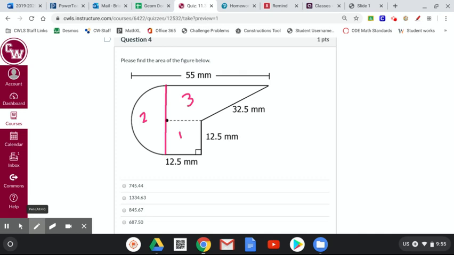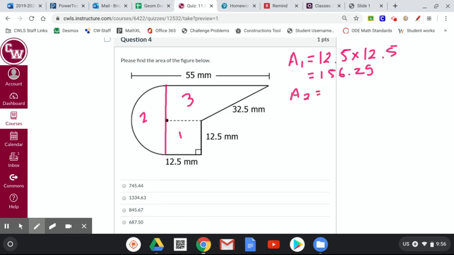So we're going to figure out the area of figure 1, which is going to be, it's a square, so it's just 12.5 times 12.5. And when you do that, you should get 156.25. All right. So 156.25.